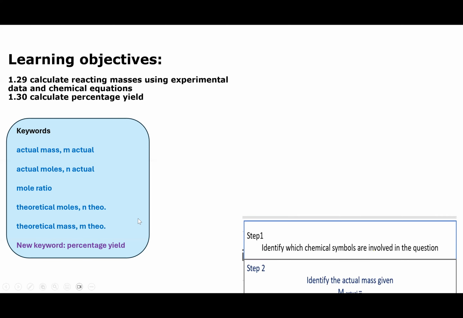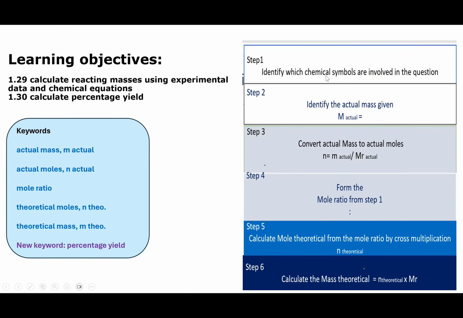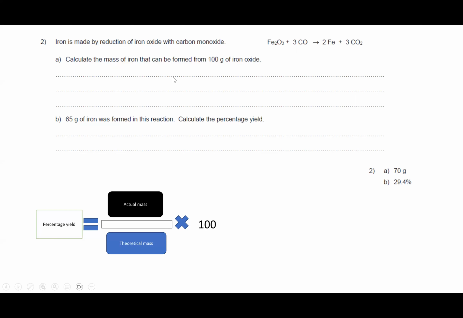Hi guys, so this video is about calculating reacting masses using experimental data as well as calculating percentage yield. These are the keywords that we will be using today, which is mass actual, mole ratio, mole theoretical, and mass theoretical, as well as percentage yield. We will be following the steps over here, which will make your life much easier as you work through these questions. So an example of a question you will be answering could be like that.